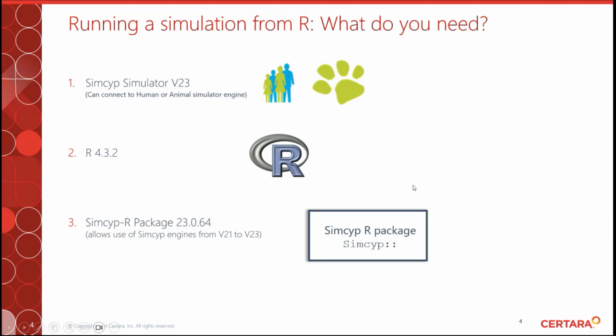The latest package is version 23.0.64, and this package is able to connect to Simcyp engines from version 21 to 23. So, for example, if you have Simcyp Simulator version 21 on your local machine, you can use this package to connect to the version 21 Simcyp engine. The same goes for the version 22 simulator engine.